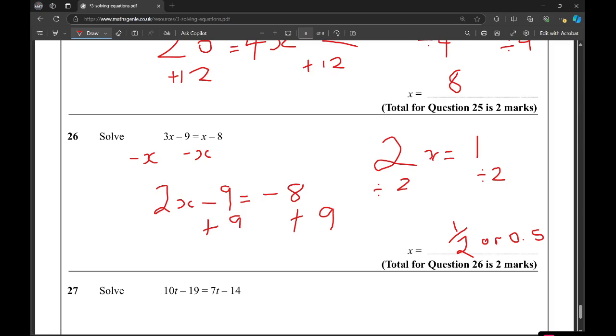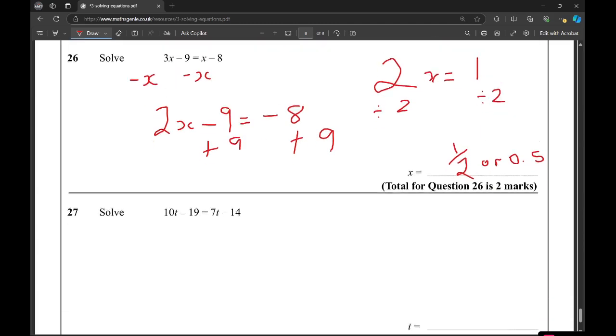Instead of minus 8 plus 9. So you thought it was 8 plus 9 rather than minus 8. Spot on, no worries.